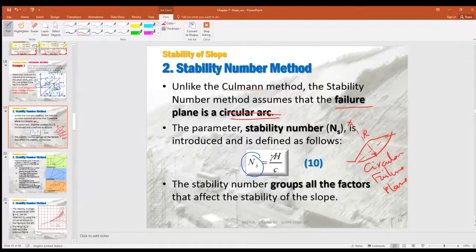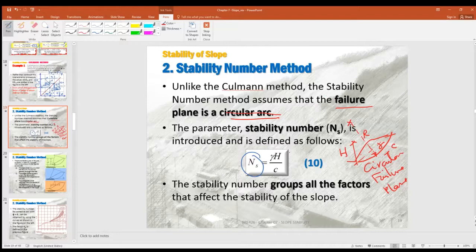Now, what's the stability number? It's defined with gamma, the unit weight, and the cohesion, and H, the height of the slope. So you get everything into a stability number.